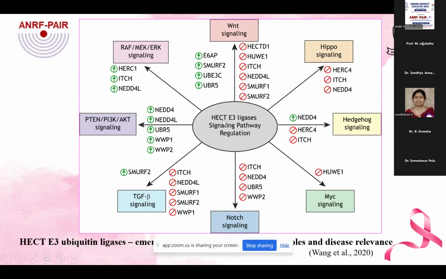And these HECT E3 ligases are also involved in different signaling pathway regulation, like the Wnt signaling, and then Hippo signaling, Hedgehog signaling, MEK signaling, NOTCH signaling. It's also involved in the TGF beta signaling and then PTEN, PI3K, AKT signaling and RAF, MEK and ERK signaling. So you can see the different members of this family which are regulating different pathways.